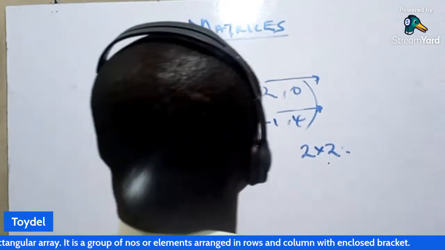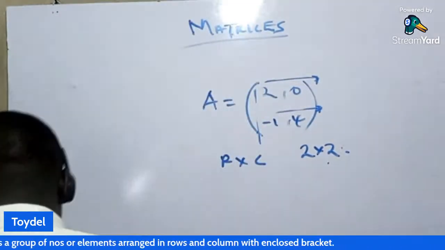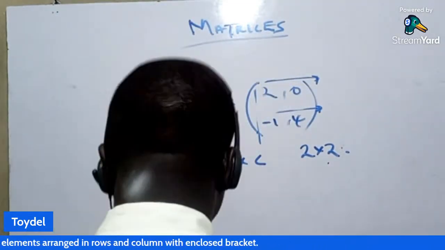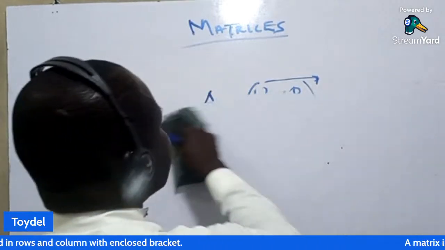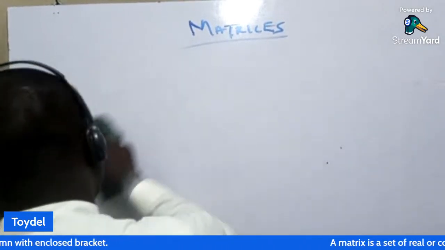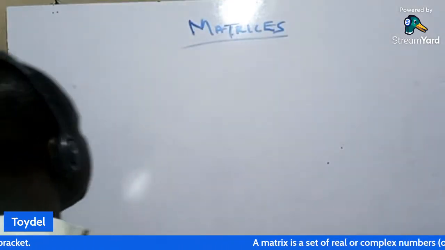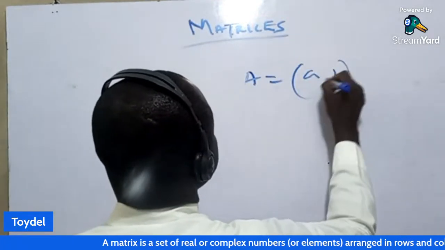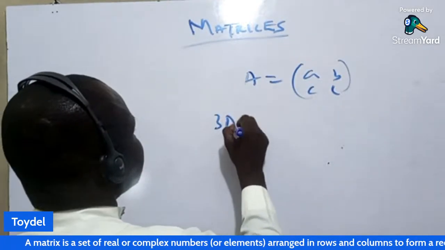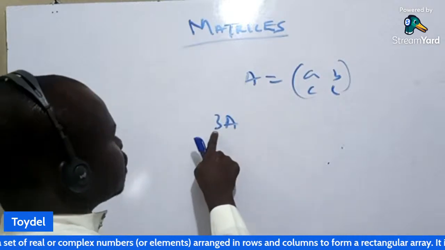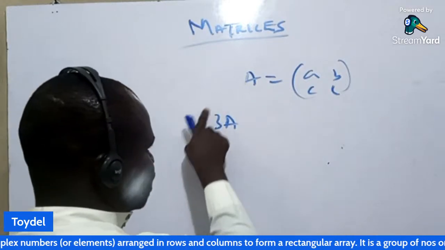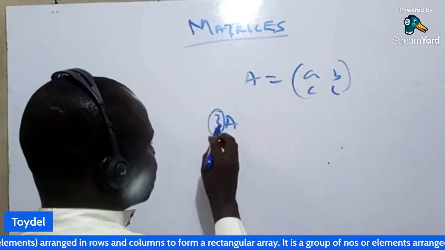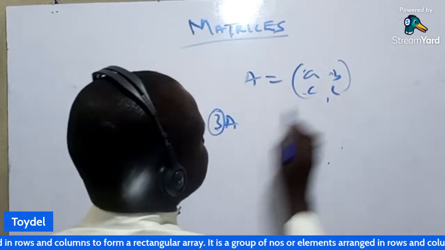Then I also introduced multiplication of matrices. So we talked about scalar multiplication and matrix multiplication. Under scalar multiplication, if you have a matrix A, say a, b, c, d, and you have 3A, 3A simply means that you use this scalar, this 3, this constant, to multiply all the entries that you have here.